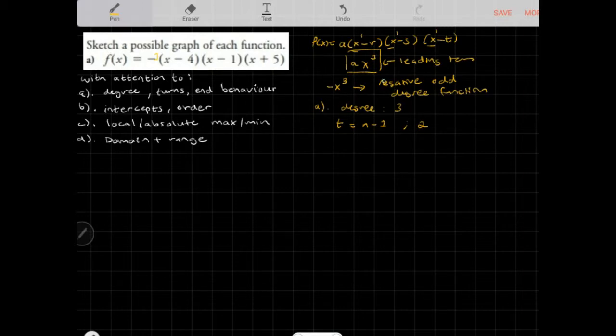Now, because we know that this is a negative odd degree function, this tells us something about our end behavior. We know that odd degree functions, if they're positive, go through quadrants 1 and 3. If they're negative, the end behavior should be in quadrants 2 and 4. Having said this, now we want to look at our intercepts.